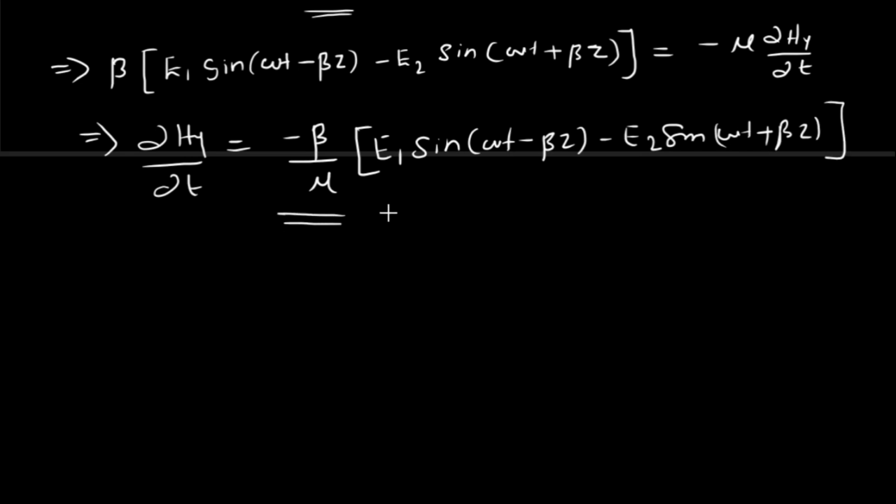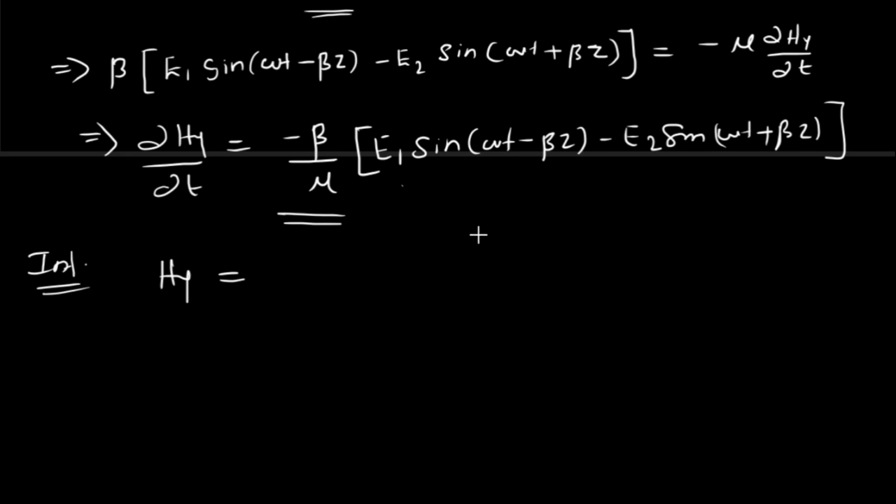So this is what I get as del Hy by del t. But I am interested in finding Hy, not the variation of Hy with respect to time. I am interested in finding what Hy is. So to find Hy, I have to integrate this equation. If I integrate both sides, the integral of the differential becomes Hy. So integrating the above equation with respect to time, I have to integrate both the terms separately. I'll do it in one go.